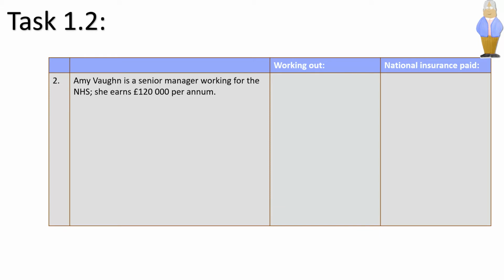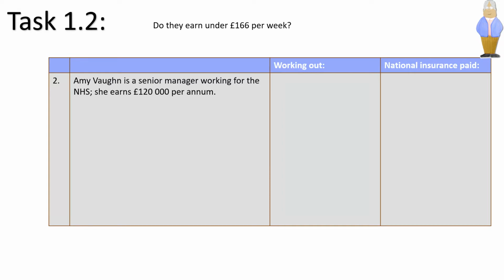Here are all the figures to work out the Amy Vaughn calculation, and if you remember, we need to go through the review questions first. The review questions link directly back to the national insurance spinning machine. So we'll go through those, and then we'll start looking at and breaking down how we reach those figures. You have a task to do at the end on this slide.